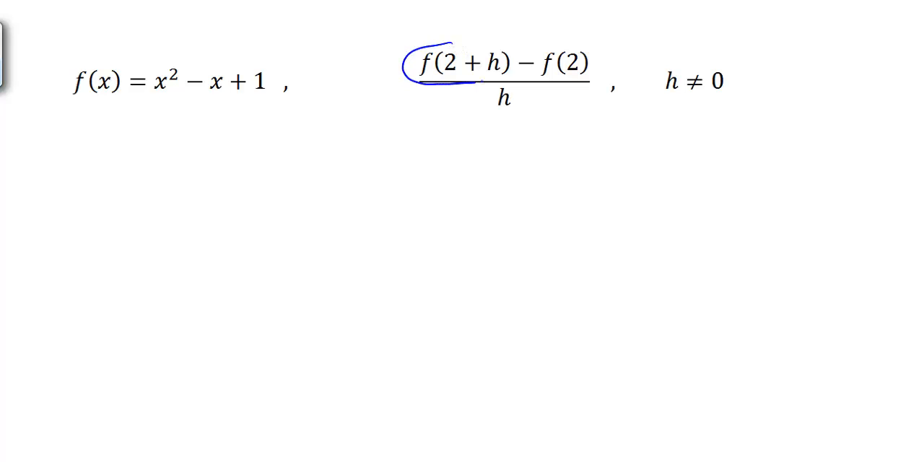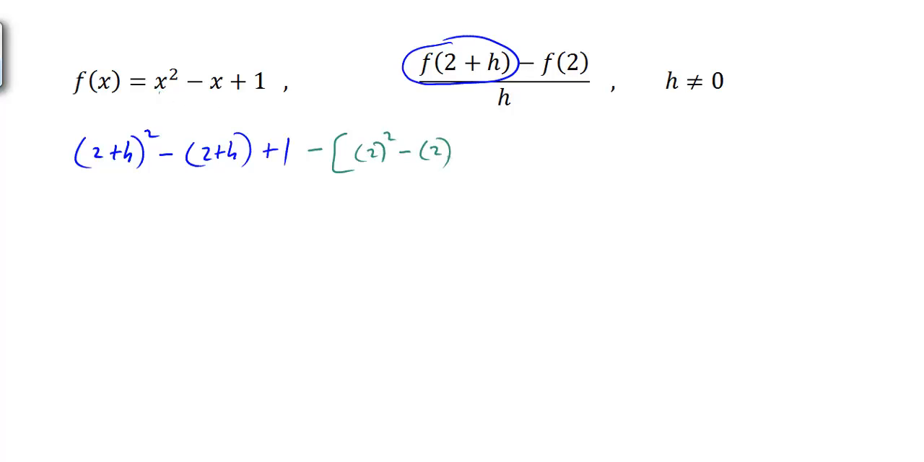So that means here we want to plug the 2 plus h in for everywhere there's an x. So we would have x squared, so that's going to be 2 plus h squared, minus x, so that means minus 2 plus h, and we bring down the plus 1. So all of that is our f of 2 plus h, minus f of 2. So we're going to plug 2 in for x, so we would have 2 squared minus 2 plus 1. And this is still all divided by h.